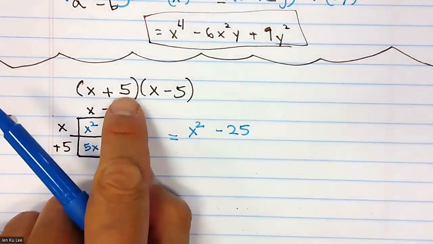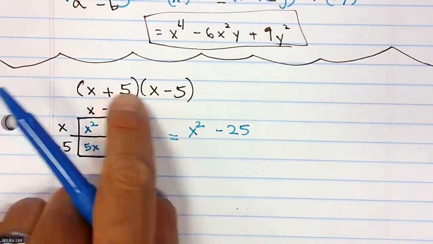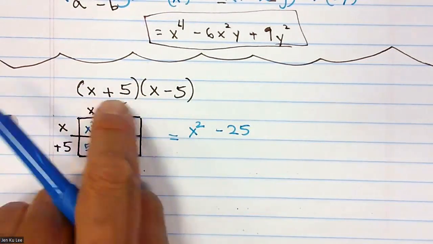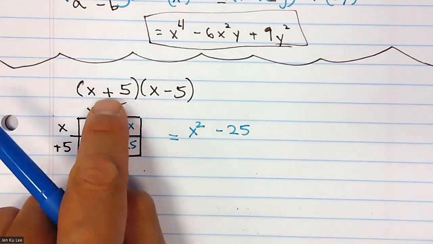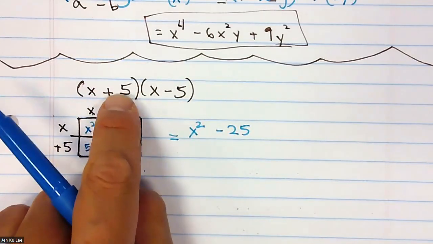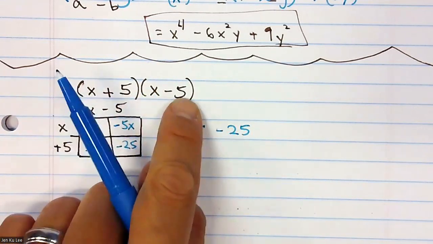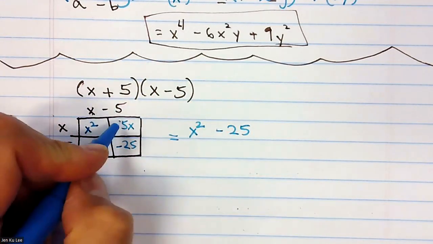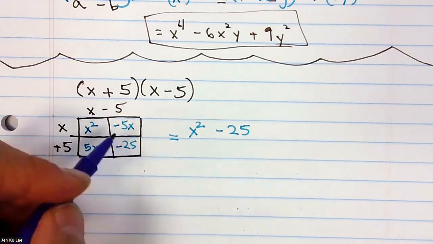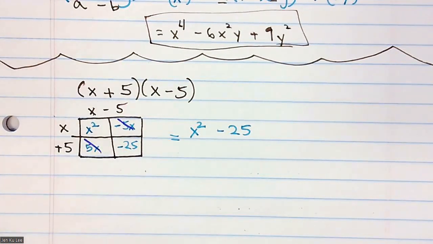Okay? Because of the plus and the minus, class, we got the same terms, x and 5, x and 5. The only difference is the plus and the minus. That plus and the minus, 5 times x and negative 5 times x, they would cancel out. Always and forever. Okay? Yes. No? Okay. All right.